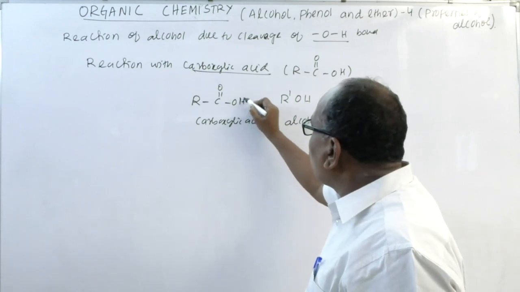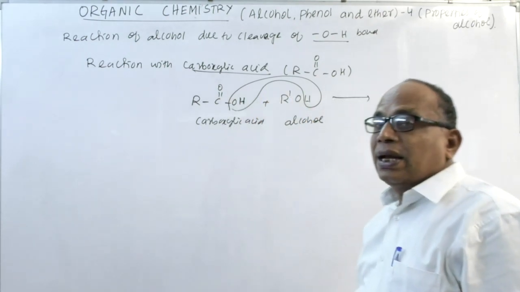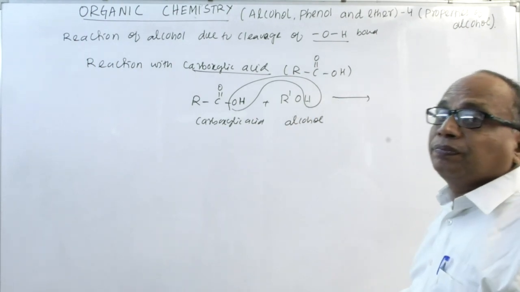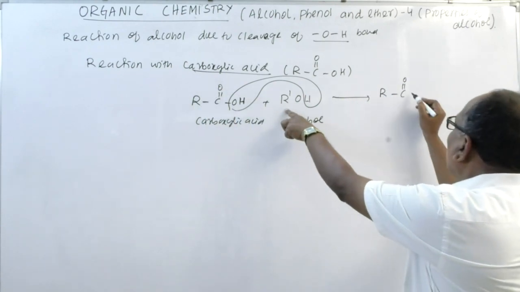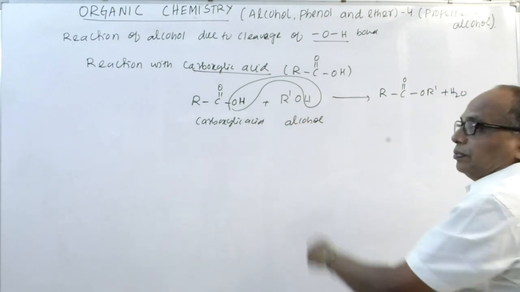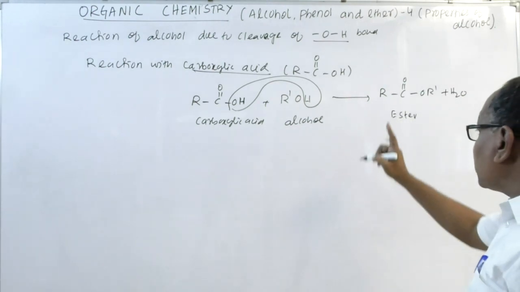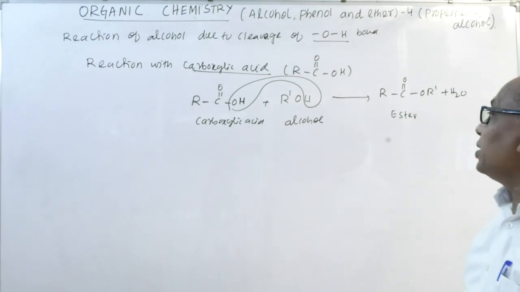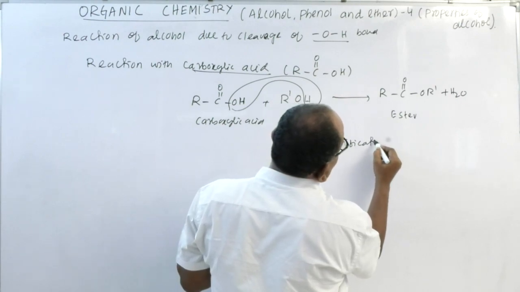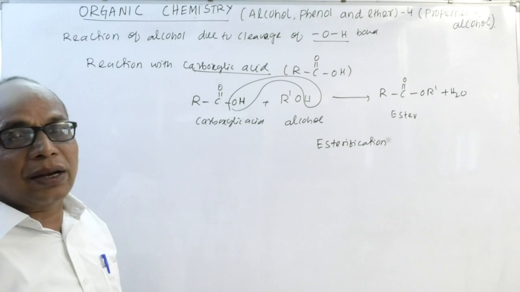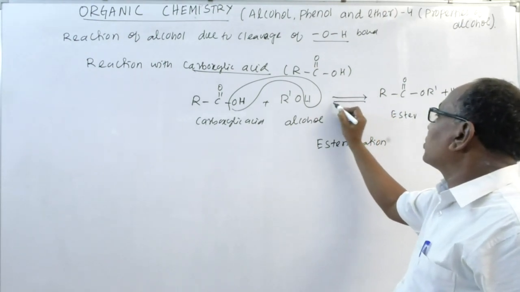How is this ester formed? The OH group of the carboxylic acid and the H of the alcohol, mind it, not this OH, are combined to form a molecule of water, and result in RCOOR plus H2O. This is called an ester. The formation of ester from alcohol and carboxylic acid is called esterification, and esterification is a reversible process.